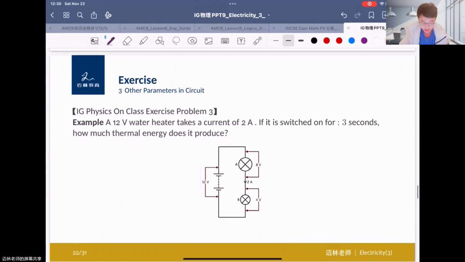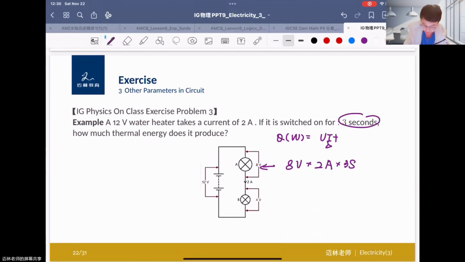So how to use it? There's another example. A 12 voltage water heater takes a current of 2 ampere. If it is switched on for 3 seconds, how much thermal energy does it produce? Okay, for this problem, I think it is not very difficult if you use the formula that work equals UIT, right? It means the potential difference on the device times the current of the device times the time taken. So for the first lamp, you can set 8 voltage times current of 2 ampere times time taken of 3 seconds, right? So we can say here is 48 watt, oh, sorry, 48 joule, right? Because the unit of energy is the joule.